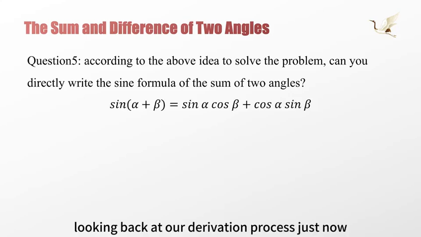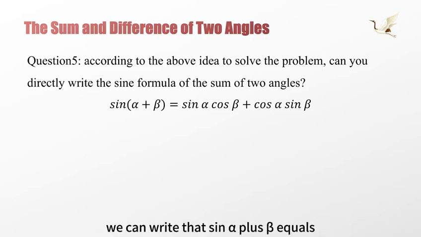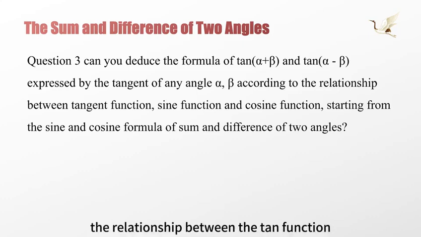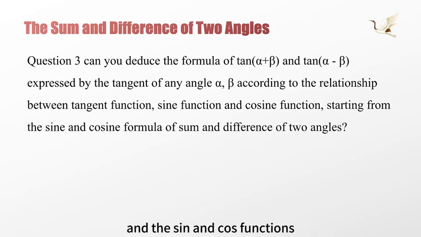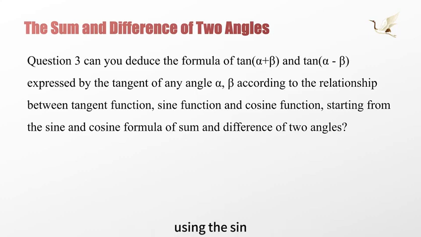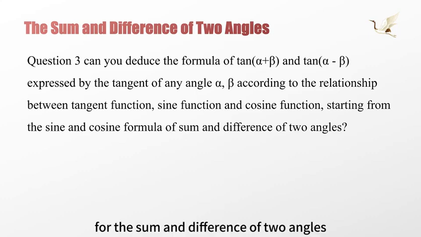Looking back at our derivation process just now, we can write that sine(alpha plus beta) equals sine alpha cosine beta plus cosine alpha sine beta. Okay, let's continue. You can determine the relationship between the tangent function and the sine and cosine functions. Can we derive the tangent formula for the sum and difference of two angles, expressed in terms of the tangents of any angles alpha and beta, using the sine-cosine formulas for the sum and difference of two angles?